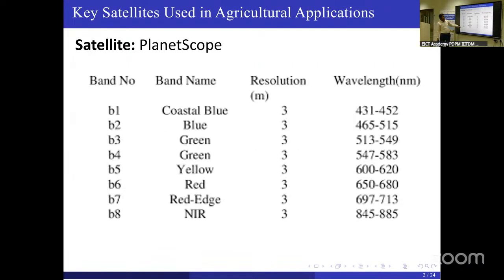This is the band information. We have RGB at 3 meter, yellow, red edge, and NIR. Both we are getting at 3 meter resolution. So this data can be useful for our agriculture purposes, which is very high resolution overall. We have good temporal resolution, which is 1 day, or regular basis we can say. Spatial resolution we have 3 meter. Spectral bands, the important bands we are having. Then radiometric, we are getting 4096 shades on a particular pixel.